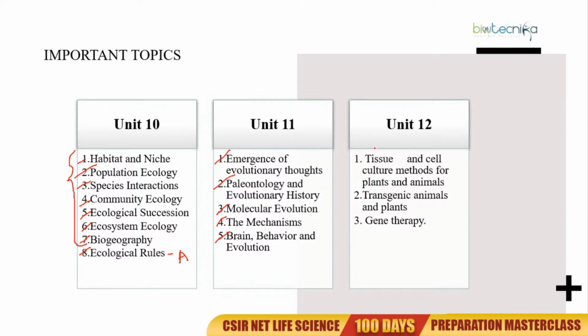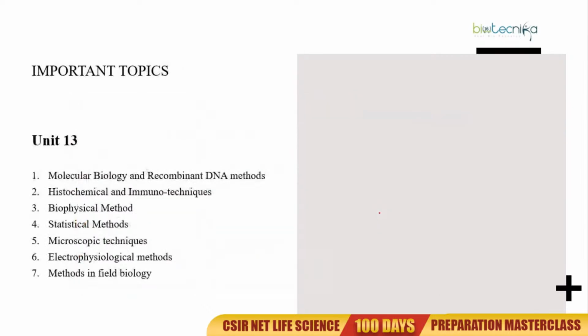Unit 12, tissue and cell culture methods, transgenic animals, and gene therapy. These are the important subparts under these units. And lastly, Unit 13, definitely go through molecular biology and recombination method. Subparts: histochemical and immunotechniques, biophysical methods, statistical methods, microscopic techniques, electrophysiological methods, and methods in field biology.